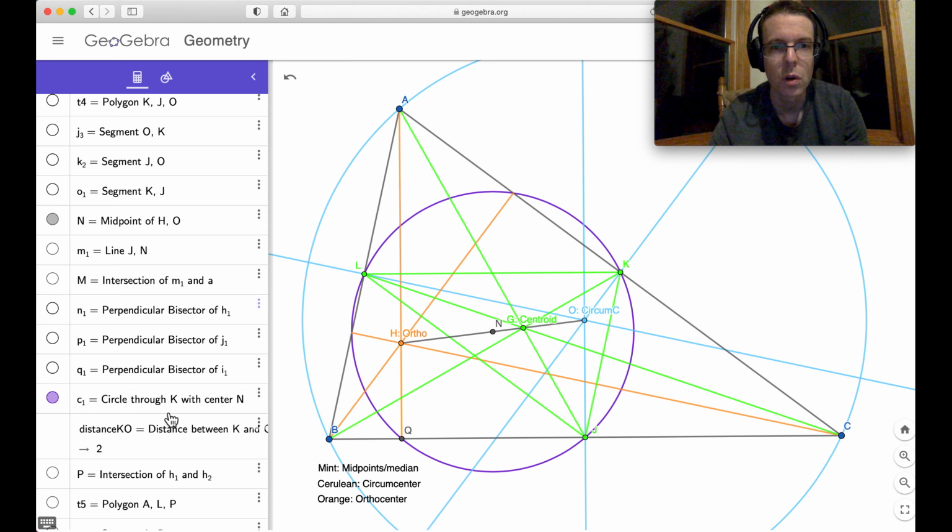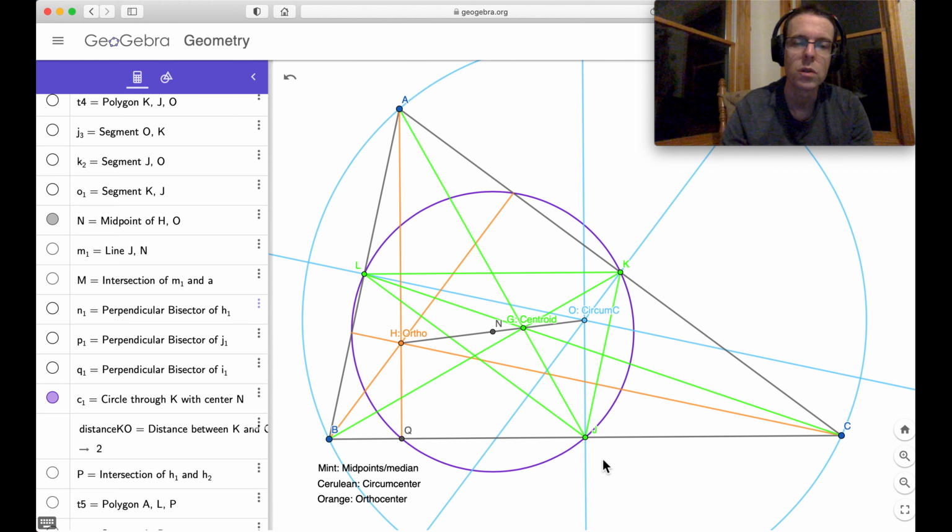So notice I'm producing the circle through K, one of the points on the vertices of that medial triangle, and centered at N, producing that circle. And sure enough, it passes through K, J, and L. So I'm going to leave that circle there.